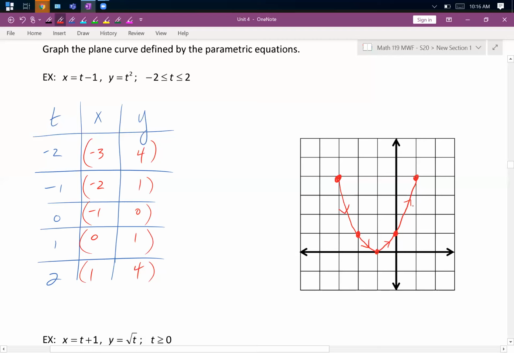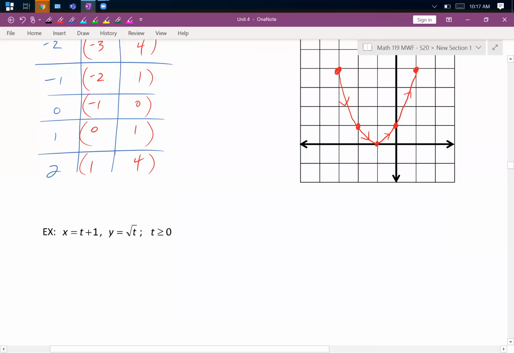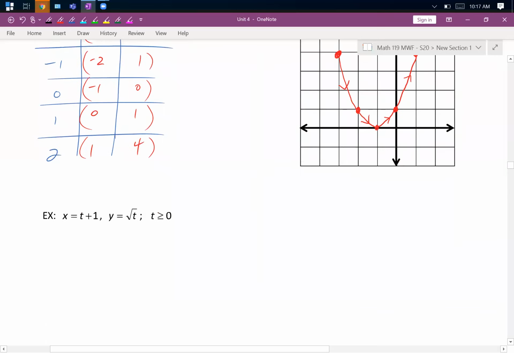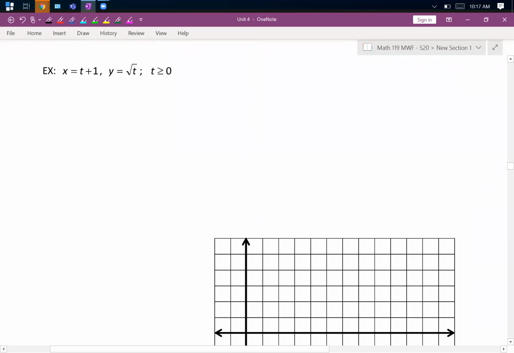Questions, anybody? All right, let's try another one. This time, x equals t plus 1, while y equals the square root of t, and we want to choose t values greater than or equal to 0.